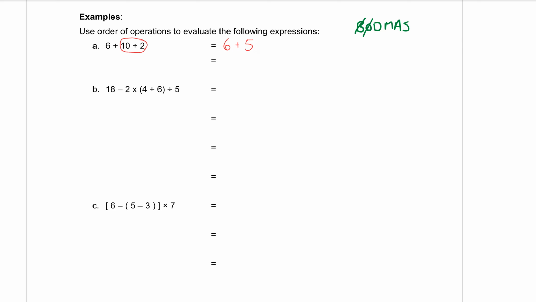Okay, so I've done my first step, which was the division. Now, the only thing left to do, thankfully, is addition and subtraction, my last step, and I've got one little addition left here to do, so I do that on my second step. 6 plus 5 equals 11. Okay, and that's the first question done, setting out properly.